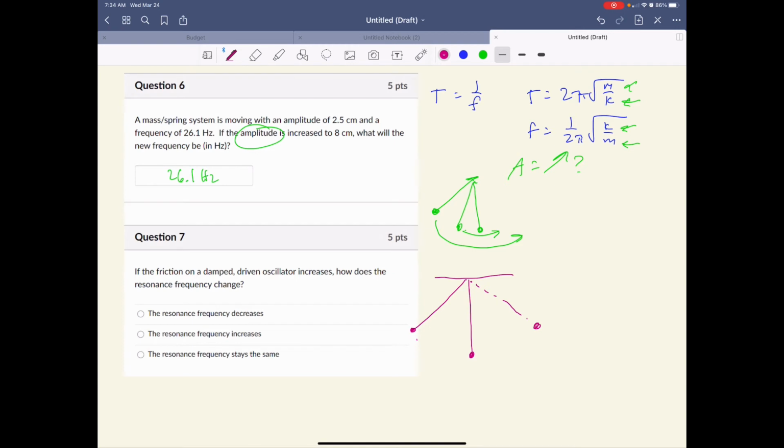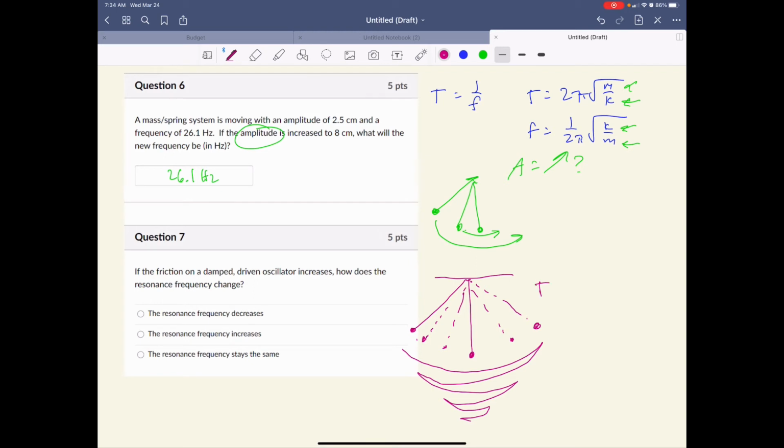Now, there's going to be friction at the pivot point, so maybe when it comes back, it only goes to here. And maybe when it goes further, you lose more energy, and it only goes to here. And then you lose more, and it only goes to here. So you can see that this thing was going like this, and then it kind of goes like this, and then this, and then this. You get it. Okay.